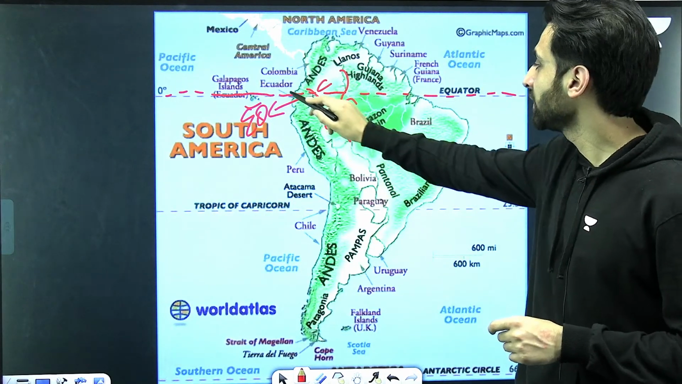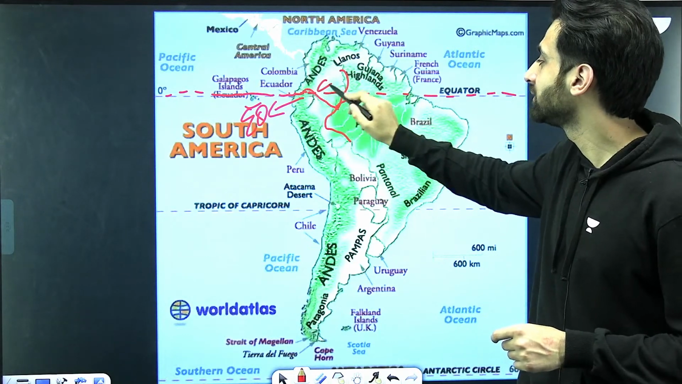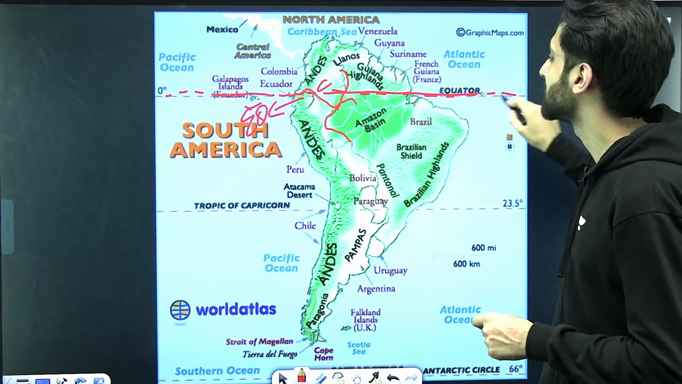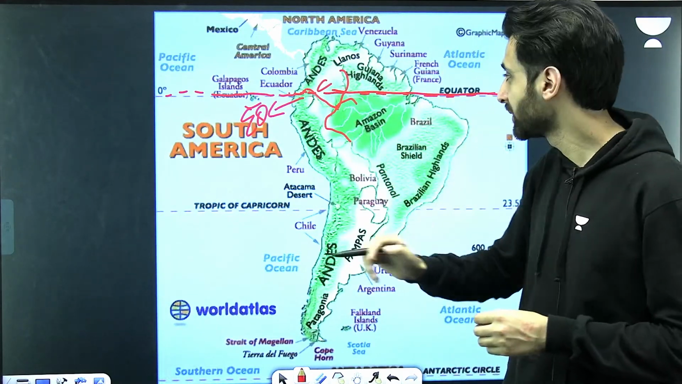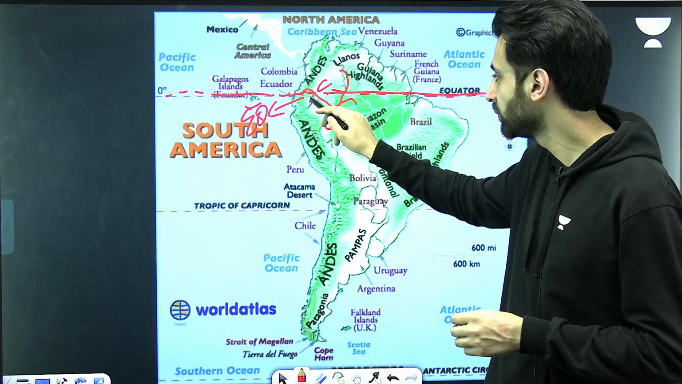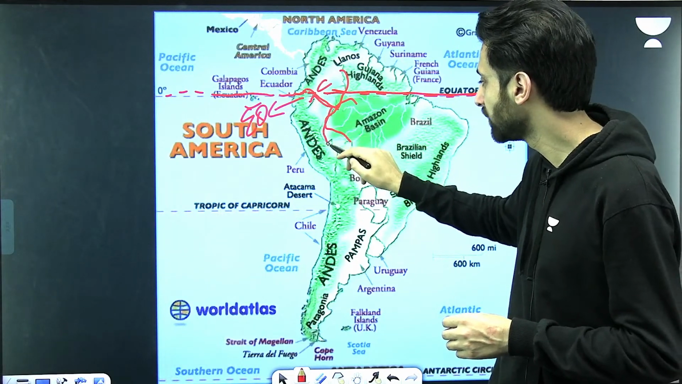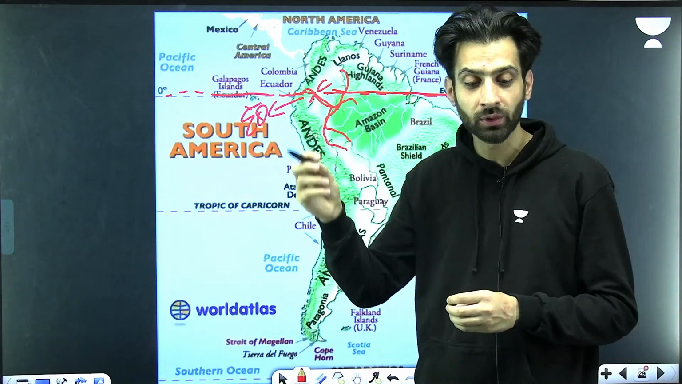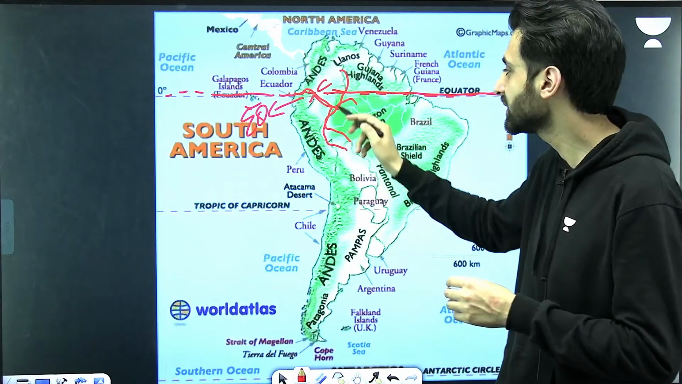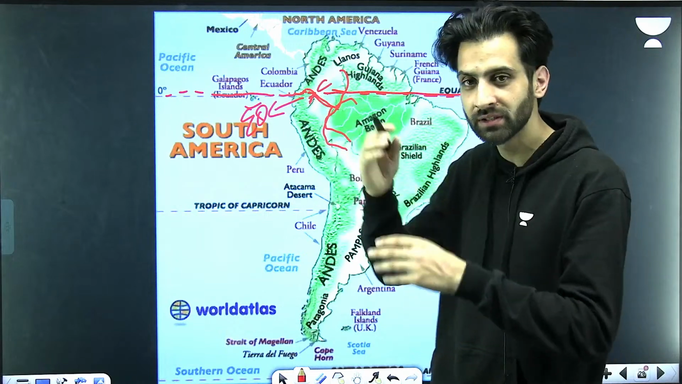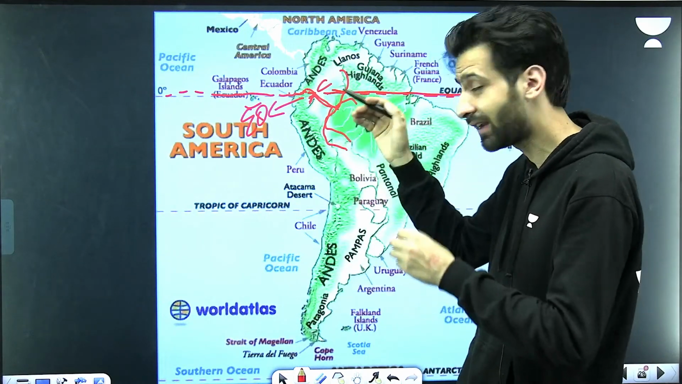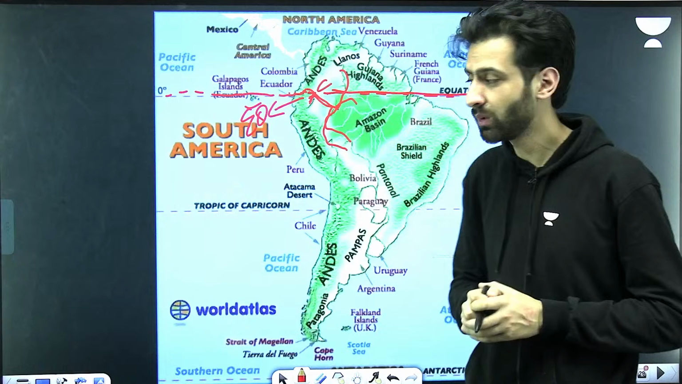Ecuador is correct. The equator is passing through Ecuador, then through Colombia, and then through Brazil. So these are the countries through which the equator is passing. This is very important again here, because you might get confused with Peru. As I told you, due to the territorial disputes, you can get confused, but it is not passing through Peru. There is a gap of around 15 kilometers to 20 kilometers between the equator and Peru. So that is about the equator.